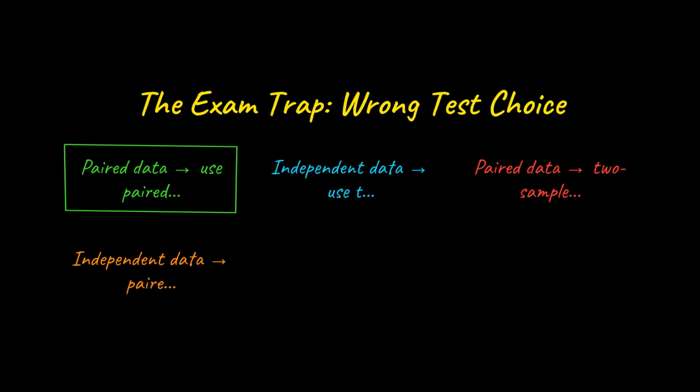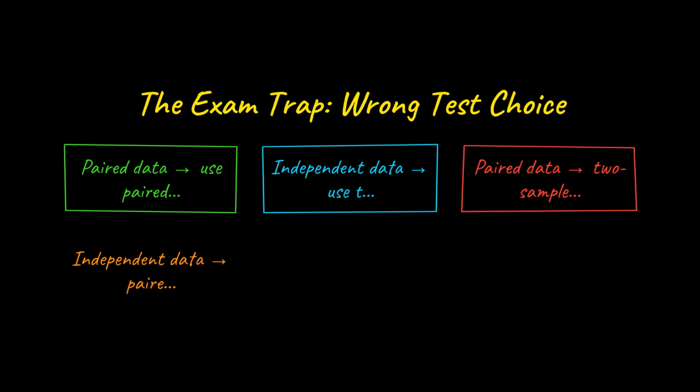The classic mistake is treating paired data as independent, which discards the pairing structure and produces a weaker, potentially misleading result. The reverse error, forcing a pairing onto truly independent groups, is equally wrong. The design of the data, not convenience, dictates which tests to use.